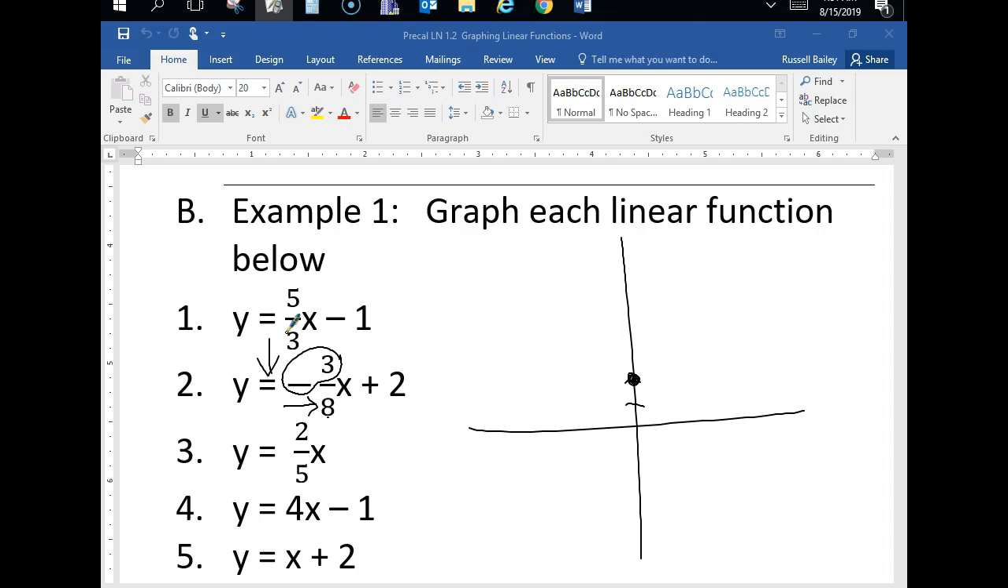So over 8: 1, 2, 3, 4, 5, 6, 7, 8. So over 8 and down 3. So 1, 2, 3. So over 8, down 3 puts me right about here.